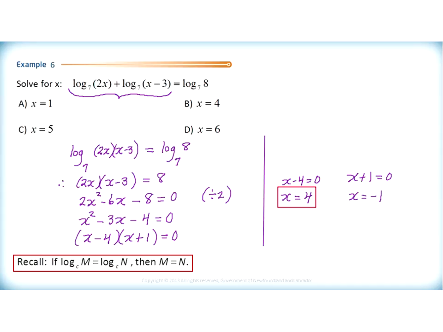On the other hand, when we check x equals negative 1, here we will be taking the log of a negative 2, and here we will be taking the log of a negative 4. Since you cannot take the log of a negative number, it is important that you reject x equals negative 1. So your only solution in this example is x equals 4.